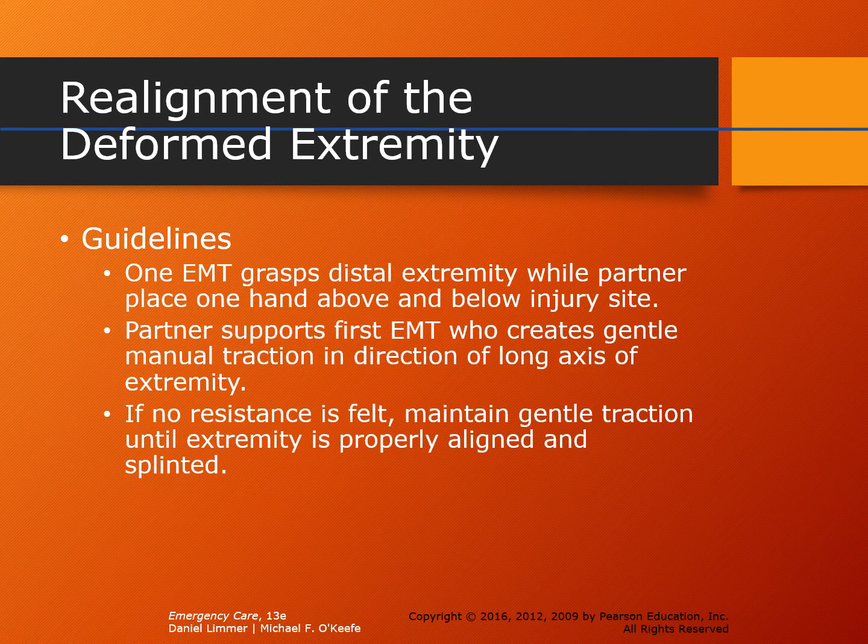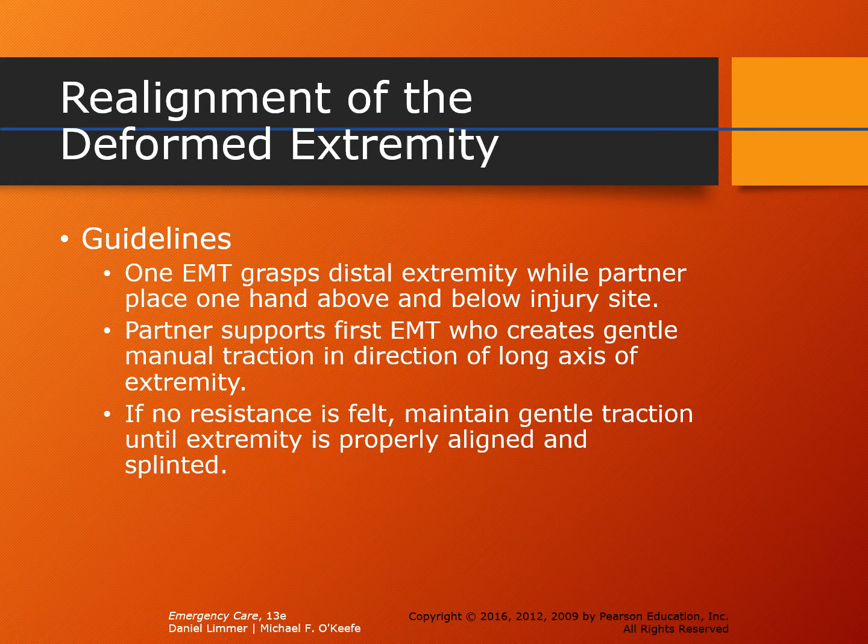Now, here are the ways that you should, if you're allowed to, realign extremities in the field with your partner. One EMT will grasp the distal extremity while their partner places one hand above and below the injury site. So you need to make sure that the injury site is in between your hands if you're the one that is going to be doing the realignment. The partner, the one that is holding their hands in between each side, will support the first EMT, who will pull gentle traction manually in the direction of the long axis of the extremity. That's a very long way of saying pulling it in the direction that it would be fully extended.